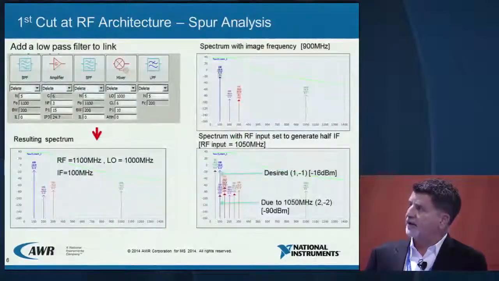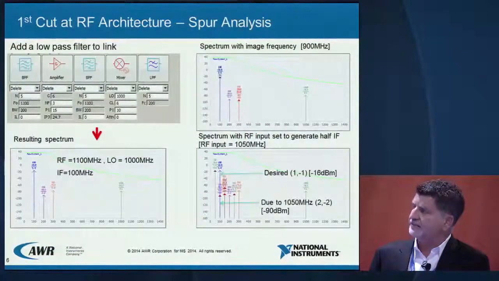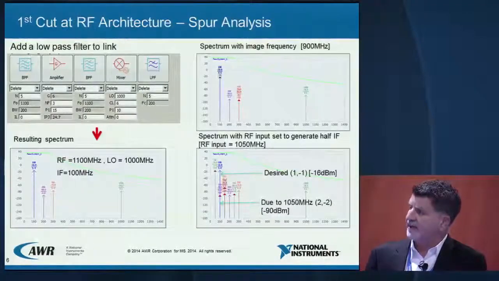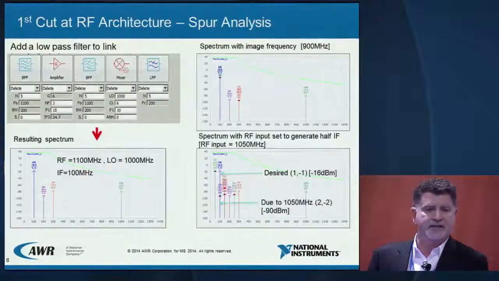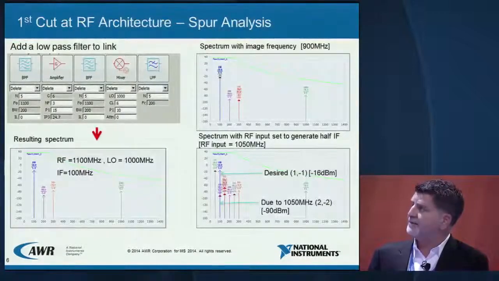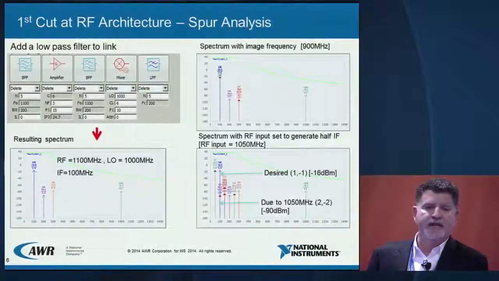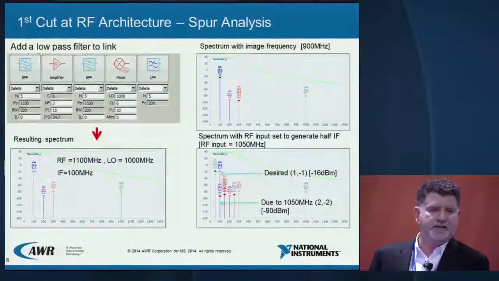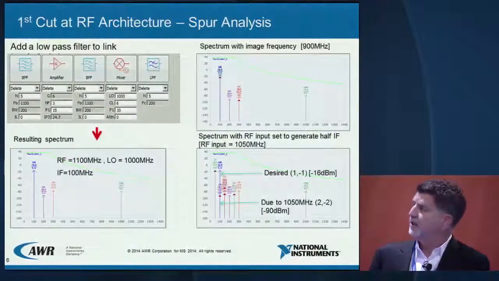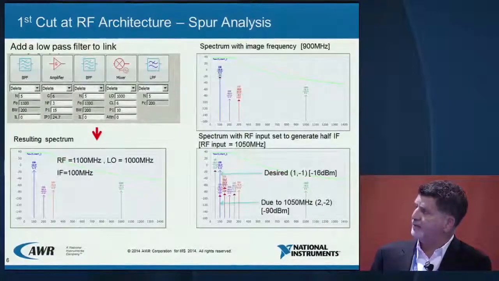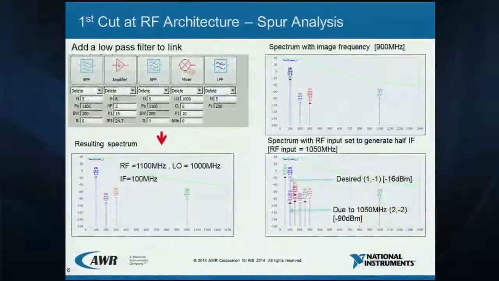Now we'll drop down a low-pass filter in the design. We can look at the resulting spectrum, the characteristics of that filter to isolate the 100 megahertz signal. The other option is we can say, let's have a 900 megahertz signal pass through this link along with the 1000 megahertz signal. We're letting the image go through. We can see the resulting interfering products as a result of the image.